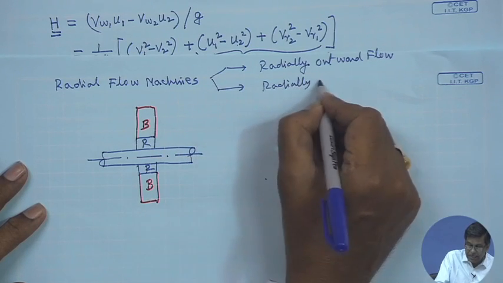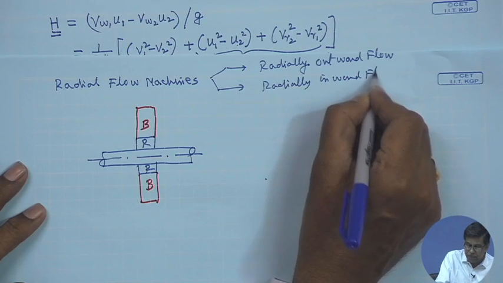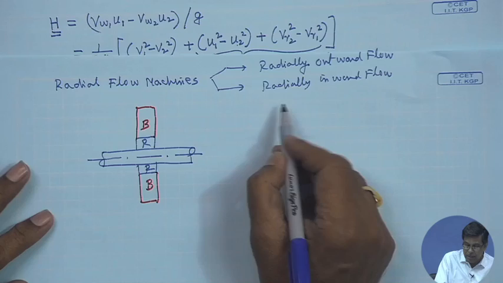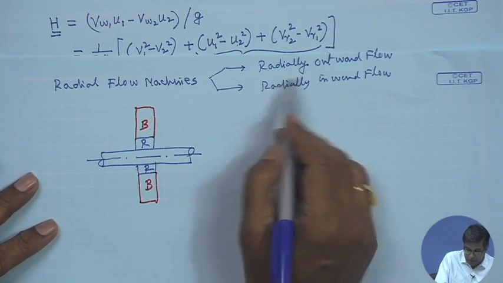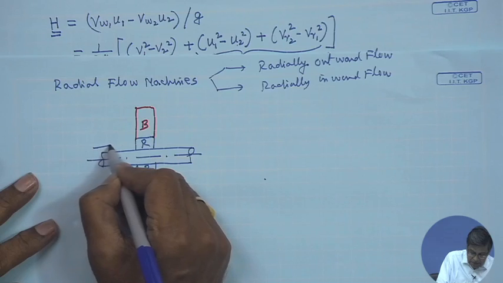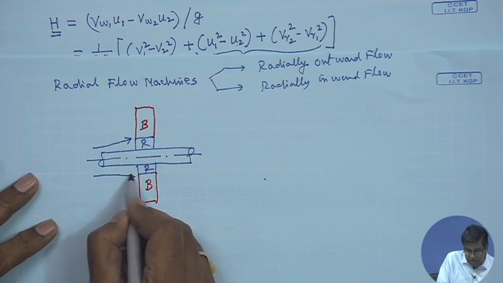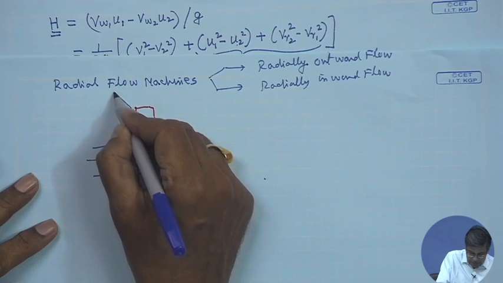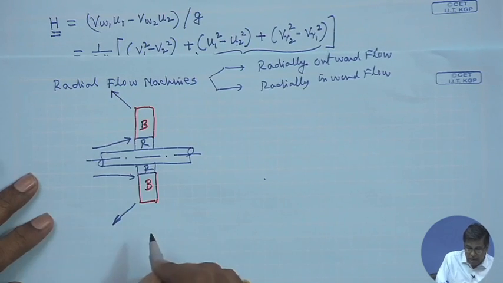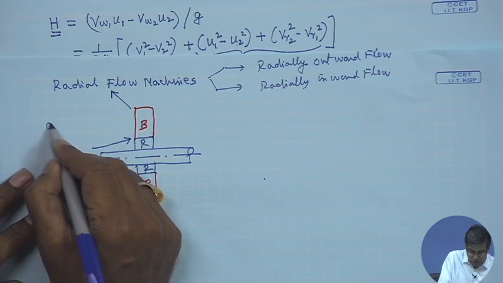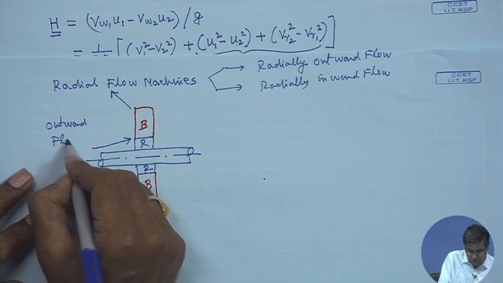As the name suggests, in radially outward flow machines, the flow is radial but outward. In radially inward flow machines, the flow is radial but inward. Now, in radially outward flow machines, the inlet is at a lower radius and the outlet is radially outward, like this. This is radially outward flow.